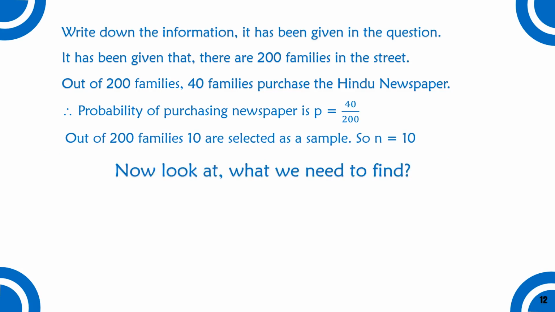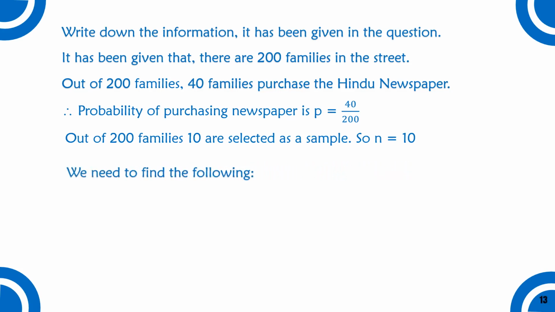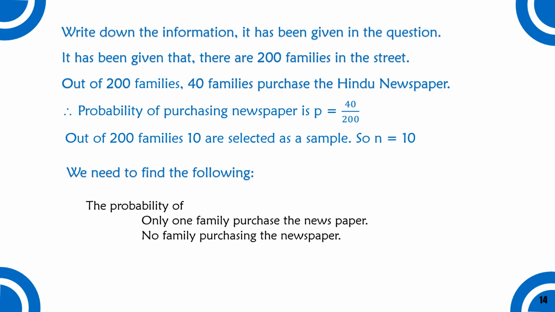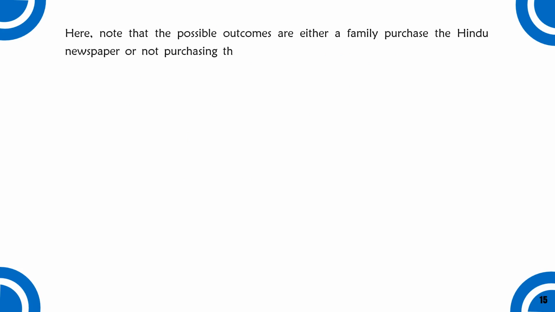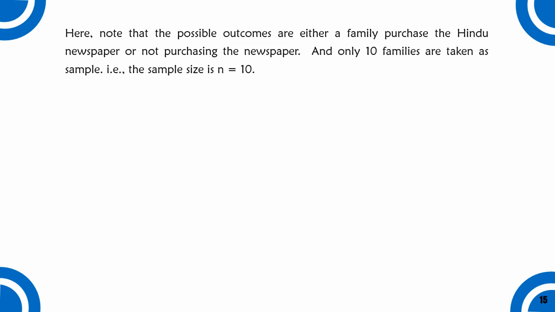Now, look at what we need to find. We need to find the following. The probability of only one family purchasing the newspaper, no family purchasing the newspaper, not more than one family purchasing the newspaper. Here, note that the possible outcomes are either a family purchasing the Hindu paper or not purchasing the newspaper, and only 10 families are taken as a sample, that is the sample size is n equal to 10.